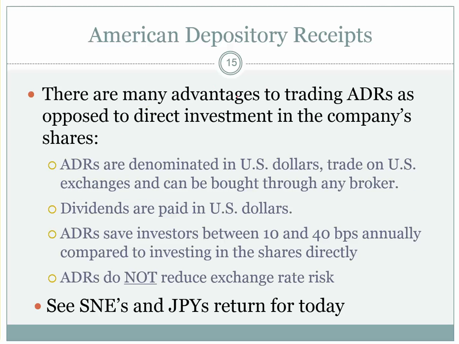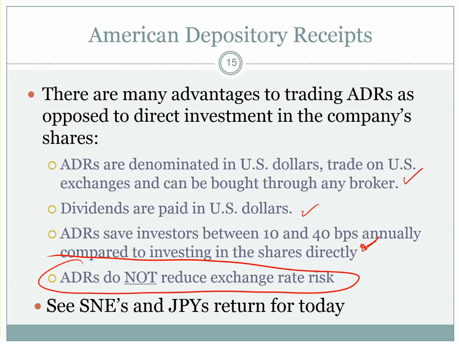There are many advantages of ADRs, namely that everything's conducted in dollars. Dividends are paid in dollars, you pay a price in dollars, prices are quoted in dollars. You in fact never would see a yen quoted. Also, a bank is able to save investors on average between 10 and 40 basis points compared to doing the shares directly. So the banks have better access to exchange rates and the purchase of shares at a better price. However, ADRs do not reduce any of the exchange rate risk.